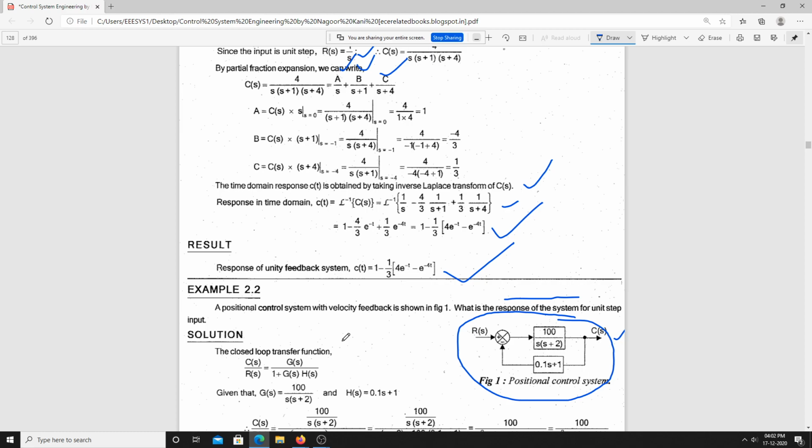A positional control system with velocity feedback is given, and they asked us to find out the response of a system for unit step input. Please, everyone solve this and tell me the answer. What is the answer? Any one of you? Please respond to me. Anyone, please give me the answer for this question.